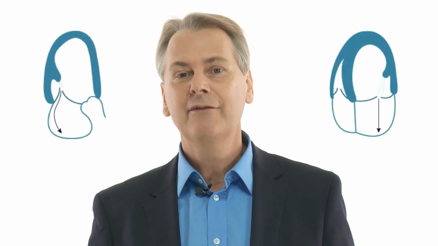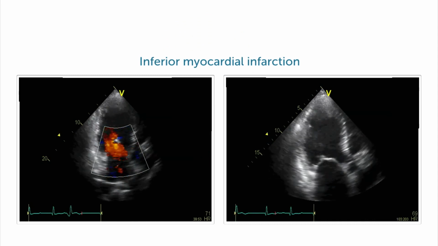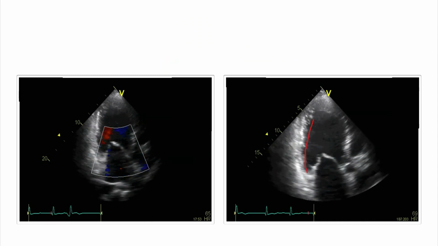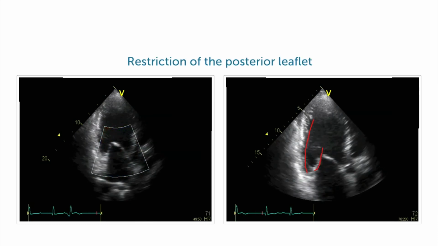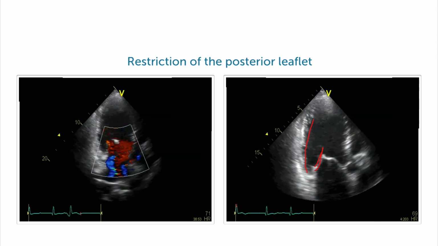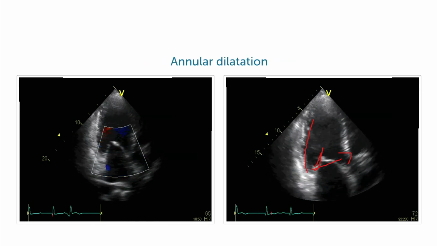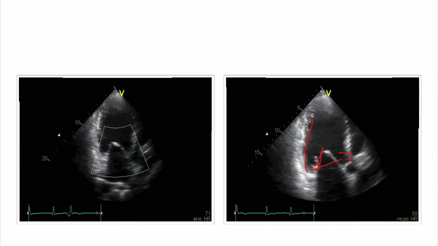Frequently, we have a combination of both restriction and annular dilatation. But whatever the mechanism is, in both cases, the valve is structurally completely normal. This patient has myocardial infarction. We see there is akinesia here. The ventricle is distorted. Therefore, the posterior leaflet is kind of restricted in its motion. In addition, the annulus is dilated. And as a consequence, we have mitral regurgitation, which is rather severe.